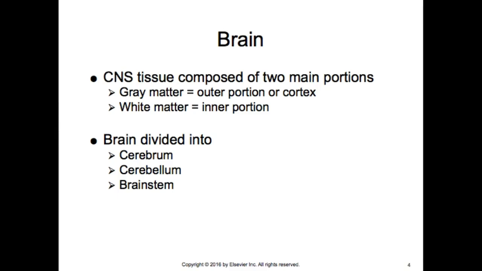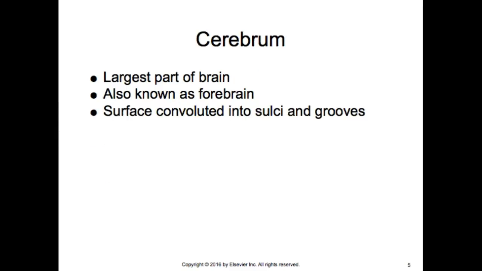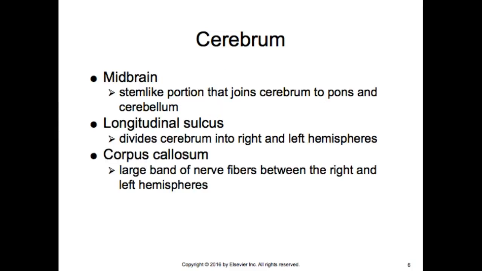The brain is divided into the cerebrum, the cerebellum, and the brain stem. The cerebrum is the largest part of the brain, also known as the forebrain. The surface is convoluted into sulci and grooves. And there's the midbrain. It's a stem-like portion that joins the cerebrum to the pons and the cerebellum. There's a longitudinal sulcus that divides the cerebrum into right and left hemispheres. And there's the corpus callosum, which is a large band of nerve fibers between the right and the left hemispheres.